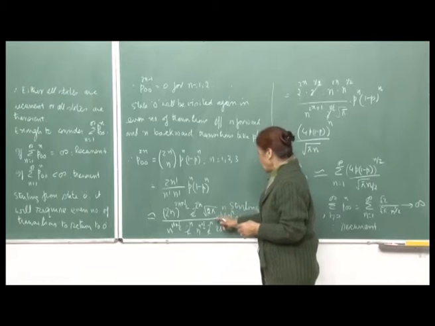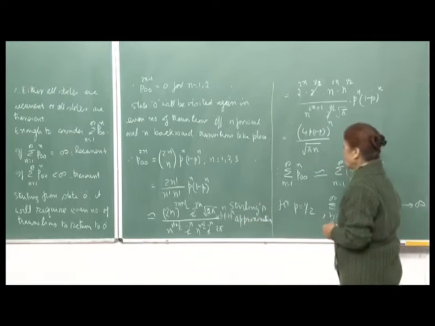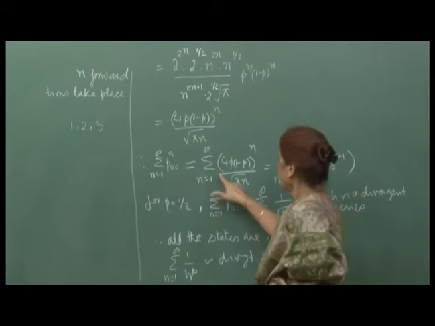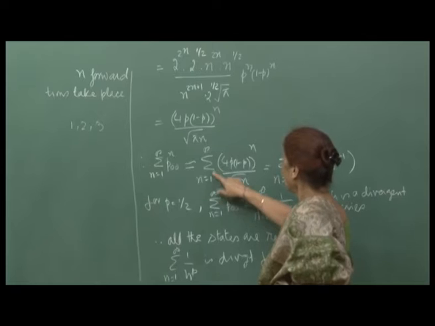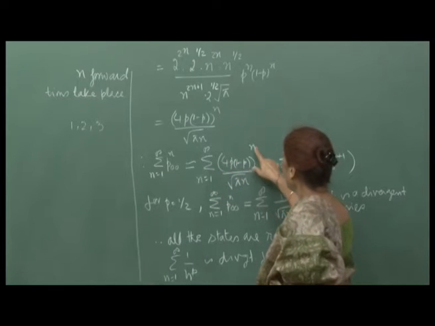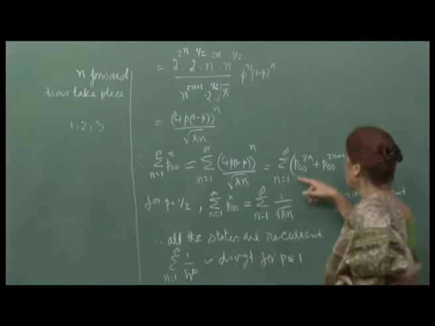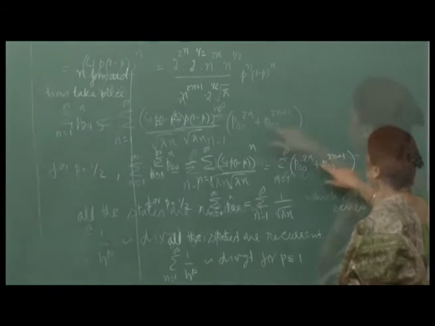After using Stirling's approximation formula for the factorials, I get back... So, we saw that this series can be approximated by the series, n varying from 1 to infinity, (4p(1 minus p))^n upon root pi n. Now, the terms I can break up as a sum of even terms and odd terms.